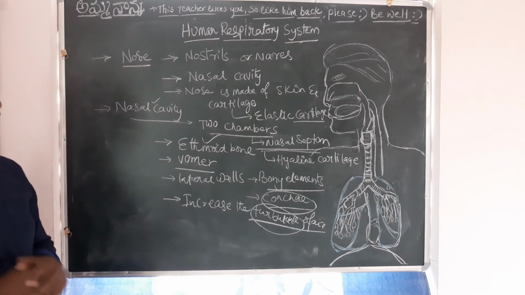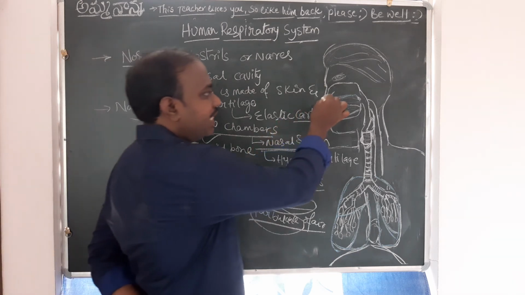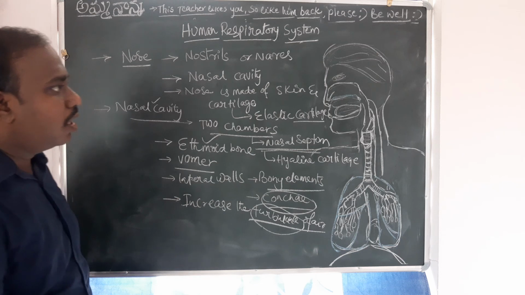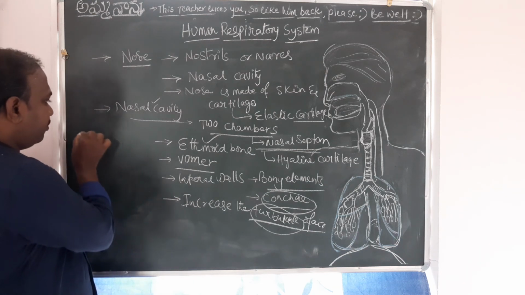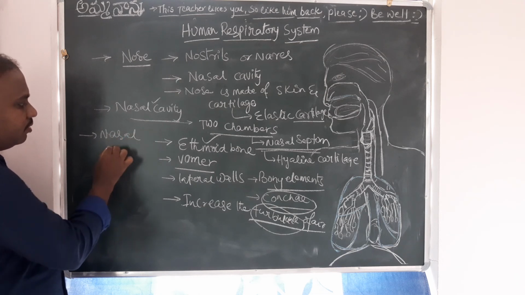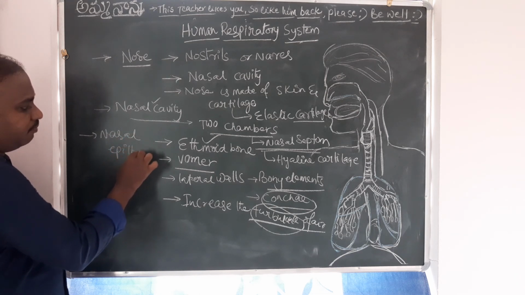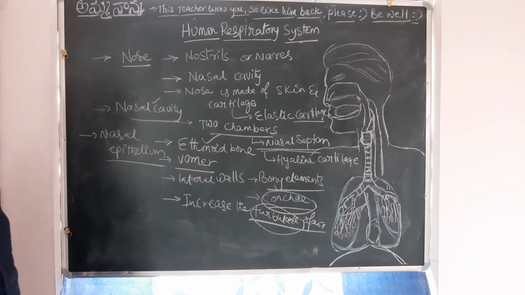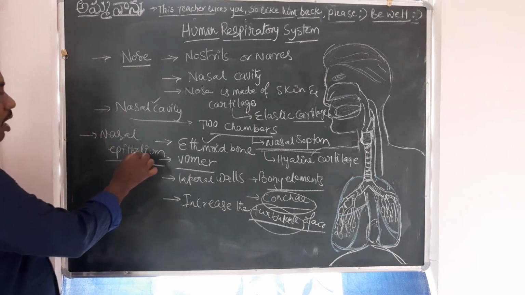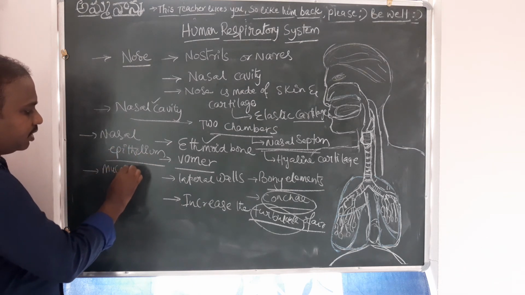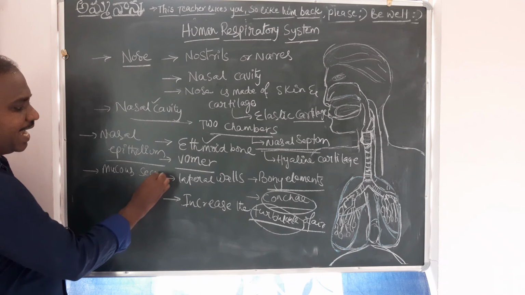How will they be trapped here? This nasal cavity wall is lined by the nasal epithelium, right? It is lined by this nasal epithelium, and this nasal epithelium has mucus secreting glands.